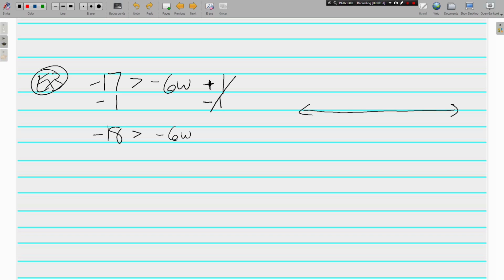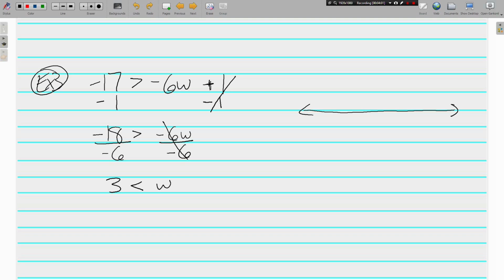We are multiplying by negative 6, so we're going to divide by negative 6. What you do to one side, you must do to the other side. We're going to get positive 3 and w. And I hope you remembered, because we are dividing both sides by a negative number, we flip the sign. We're dividing by negative 6, so we flip it from a greater than to a less than.